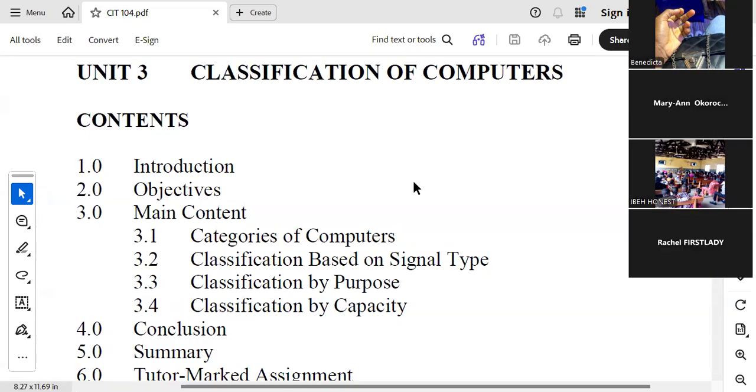This unit is Unit 3, Classification of Computers, and you've learned from GST 103 that we have different bases on which we classify computers. We classify some based on their speed, some based on their capacity, what they can hold, some based on their purpose, their usage, some based on their signal, and just different categories of classifications. So we are just revising this because we've done it in GST 103.